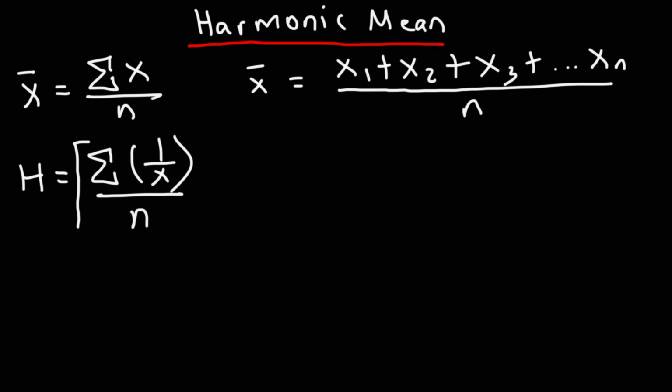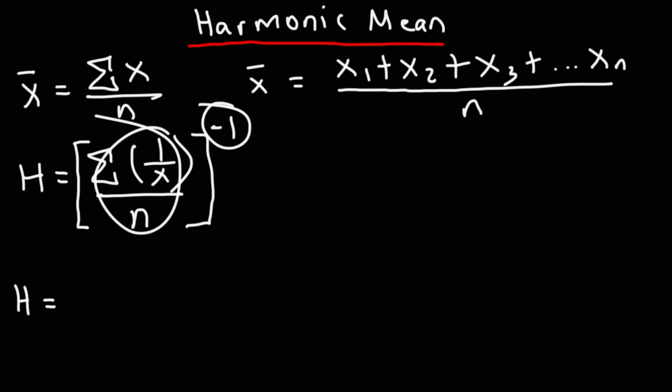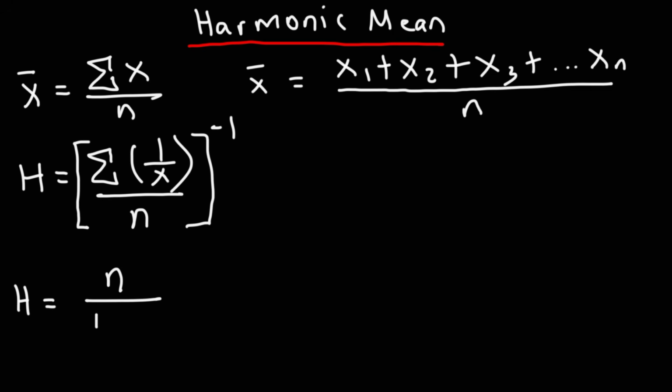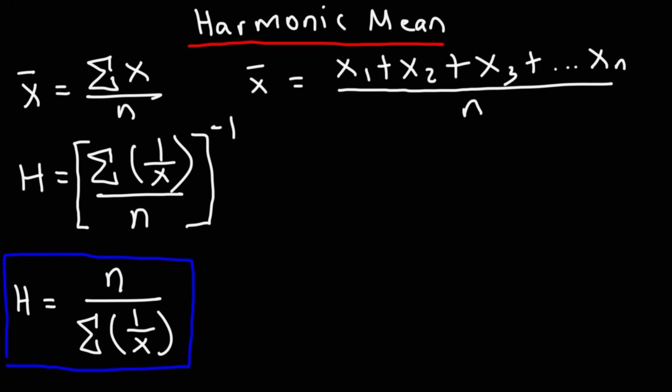With the harmonic mean, we need to take the reciprocal of our final result, or raise it to the -1 power. Which means you could rewrite the formula like this. If we flip this fraction by applying the -1 exponent, it becomes n over the sum of the reciprocals of the data points. So this is how you would calculate the harmonic mean. But I wanted to show it to you this way so you could see how it relates to the arithmetic mean formula.